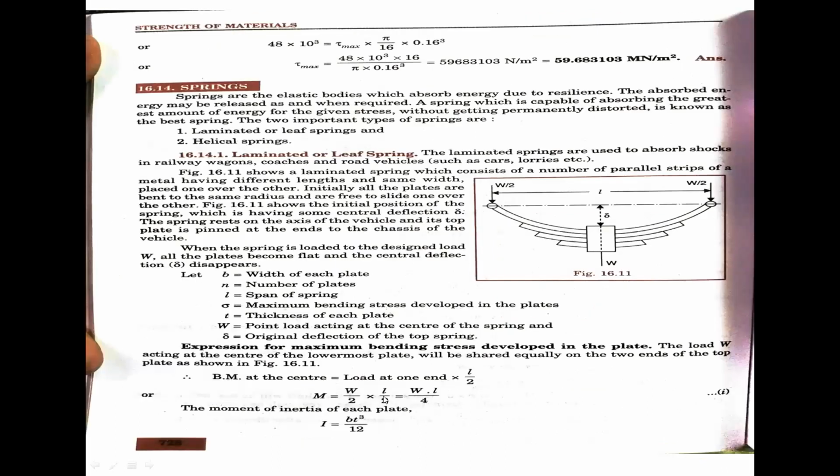Total resisting moment by n plates, where n is the number of plates: M equals finally sigma into BD square by 6. Taking n plates, the resisting moment is n into capital M, so n into sigma BT square by 6. This is equation 2. And this is equation 1, bending moment WL by 4.